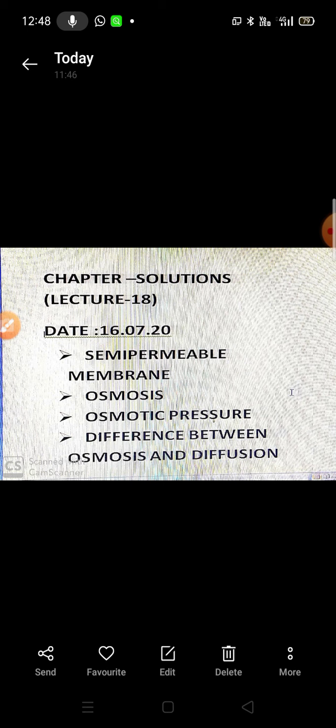A common example of a natural semi-permeable membrane is pig bladder, and artificial semi-permeable membranes are cellophane, parchment paper, and freshly precipitated inorganic substances such as copper ferrocyanide, cobalt and nickel ferrocyanides. These are all examples. Okay.